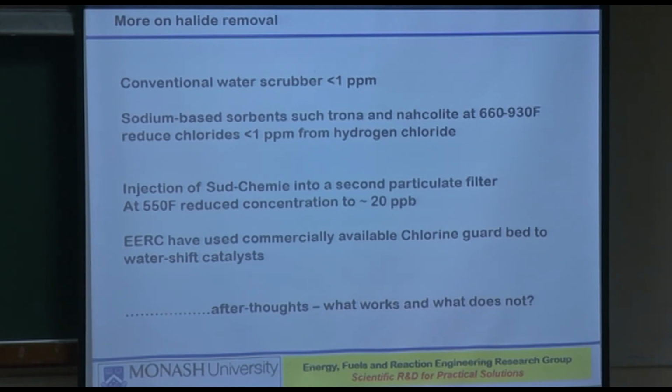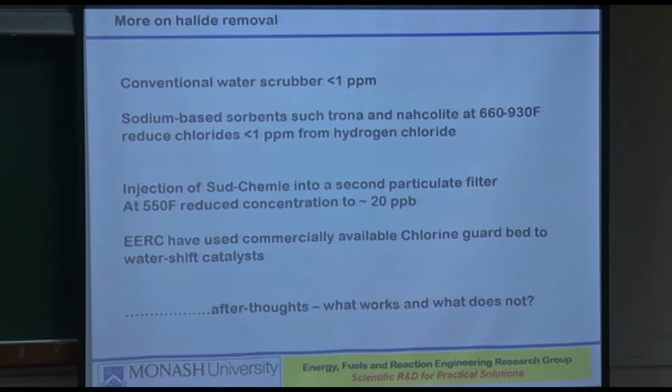But there was, on the DOE's website and ETL's website, mention of injection of a soot chemical into a second particulate filter at 550 Fahrenheit. So 550 Fahrenheit is about 275 Celsius or so. It reduces the concentration of the chlorides to below 20 parts per billion, and the gas turbine manufacturers will love to see that sort of thing.